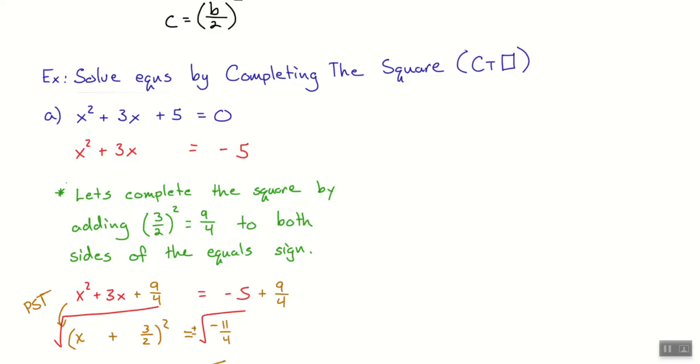So let's do one more where I'm going to start us off together because I mentioned there was another way that one might view this problem. So let's look at example B, and I want to solve x squared plus 10x plus 20 equals 0.